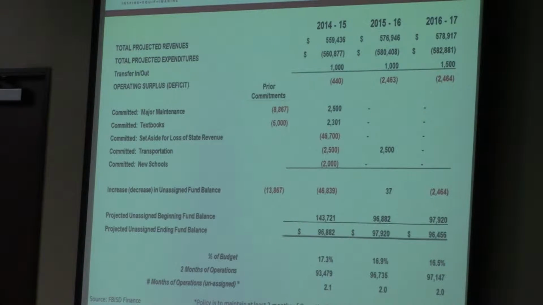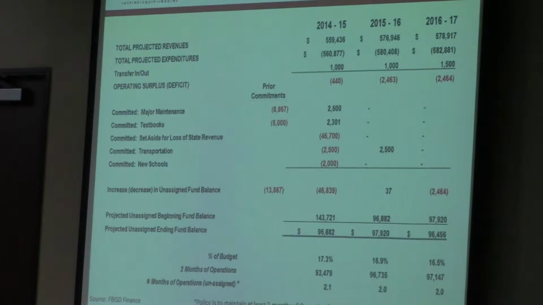Exactly. Versus an unassigned, which is everything else that's in the fund balance that you use from time to time for cash flow purposes. But as far as spending it, it's only for cash flow purposes, not for reduction in the fund balance unless you bring it to the board. Exactly.